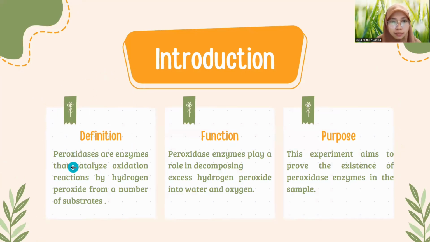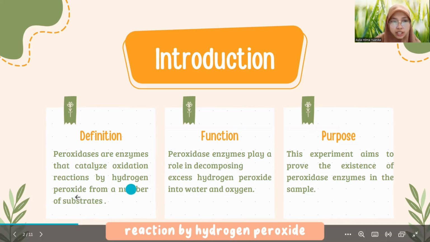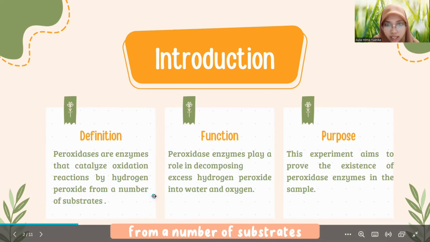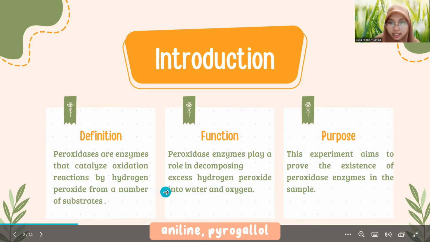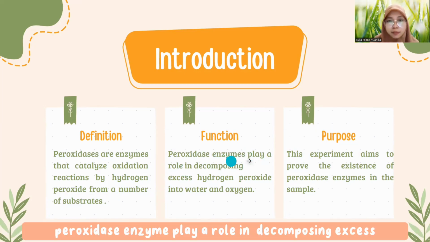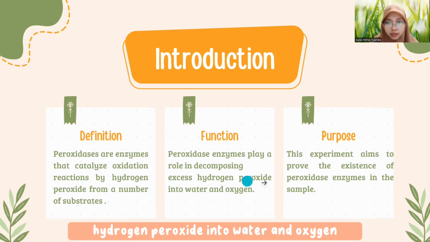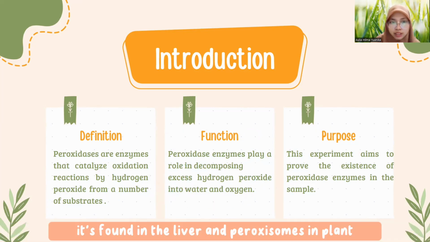Introduction. Peroxidases are enzymes that catalyze oxidation reaction by hydrogen peroxide from a number of substrates, which are hydrogen donors such as phenolic compounds, aniline, pyrrolidinol, and ascorbic acid. Peroxidase enzymes play a role in decomposing excess hydrogen peroxide into water and oxygen. It's found in the liver and in the peroxisome in plants.